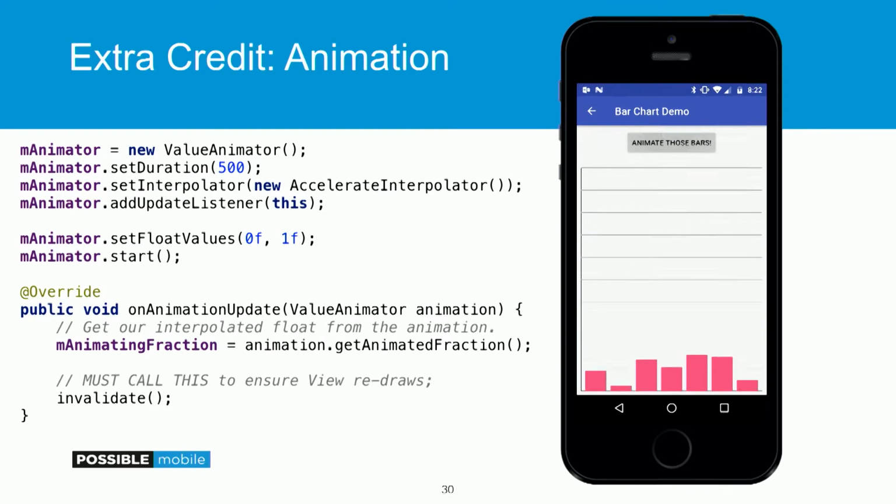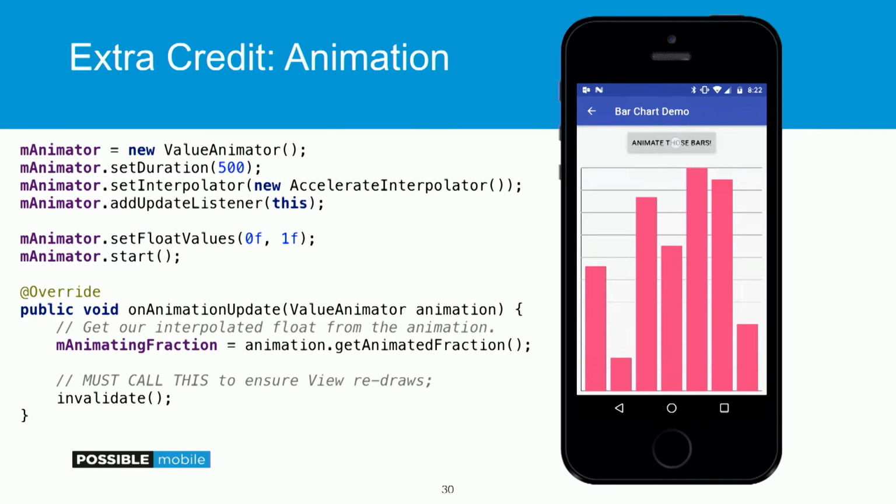One, we need to actually update the fraction for how tall these need to be. So we'll call getAnimatedFraction here. And then the second most important thing is you have to call invalidate. This is the method that will tell your view, oh, hey, something changed, I need to be redrawn. Otherwise, onDraw won't get called again because it doesn't need to be.